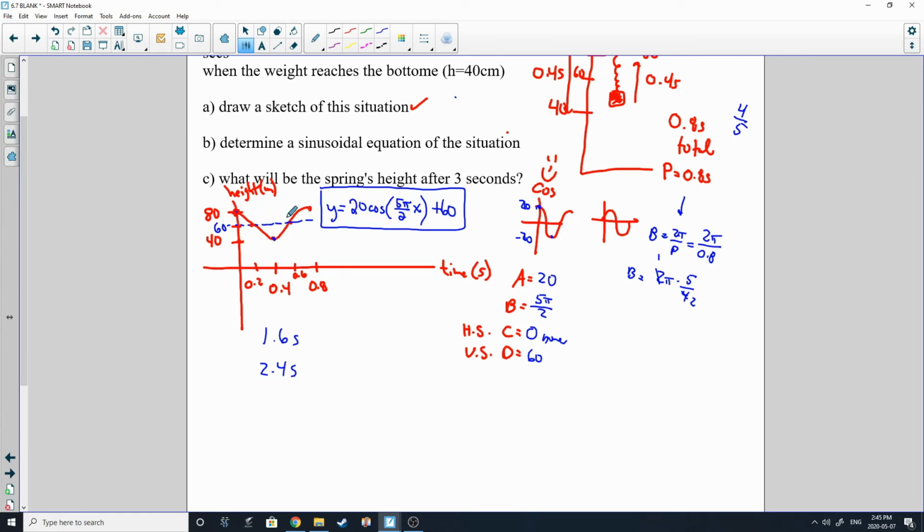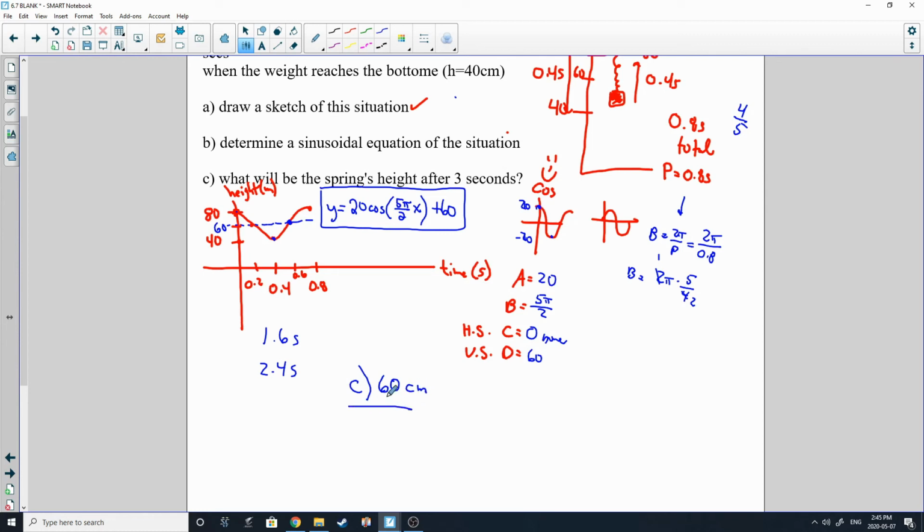Like it does this, that's 0.8 seconds. It does this, that's 1.6. It does this, that's 2.4. So now start back at here, and then you could go 2.6, 2.8, 3 seconds. So what height are we at? We'd be at 60. That's an easy way to do C.